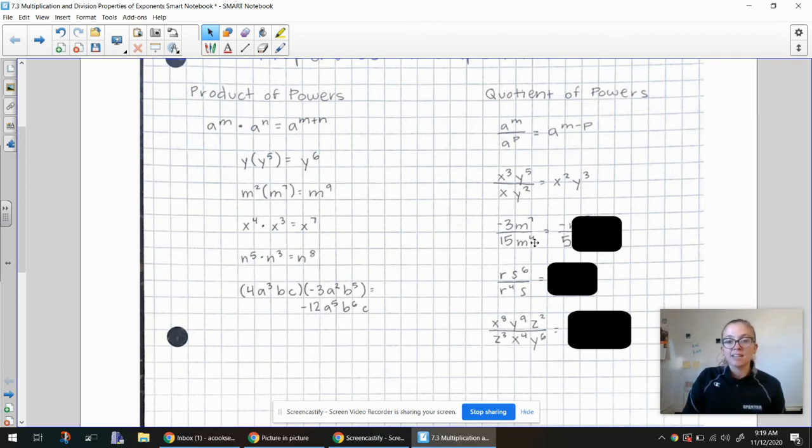Then I have m to the 7th over m to the 4th. I'm going to subtract my exponents. So 7 minus 4 is 3. Negative m to the 3rd over 5.